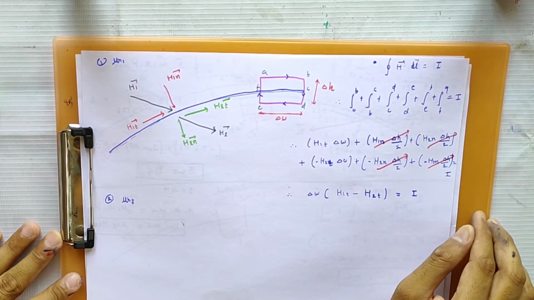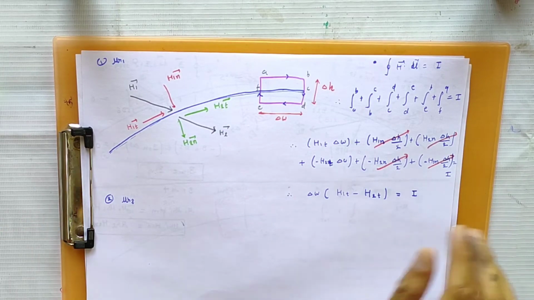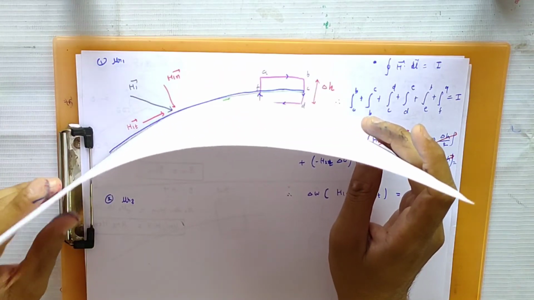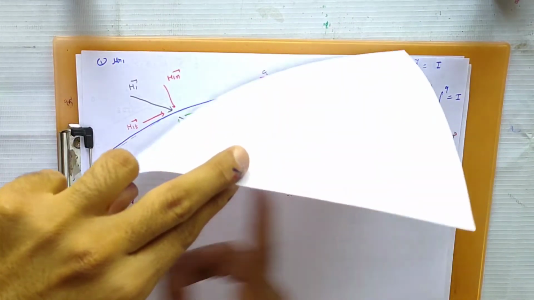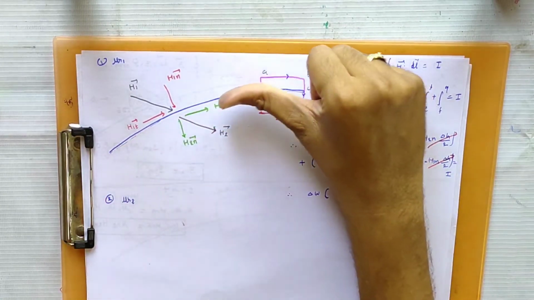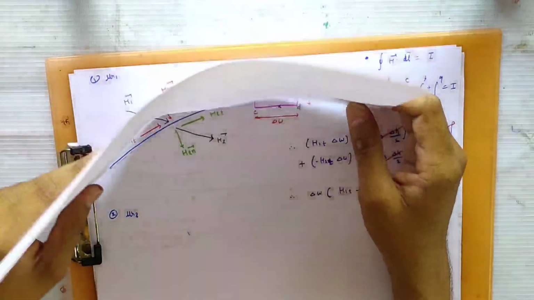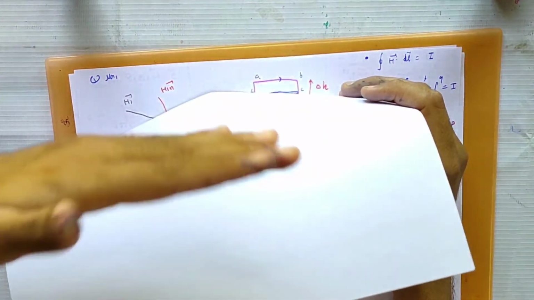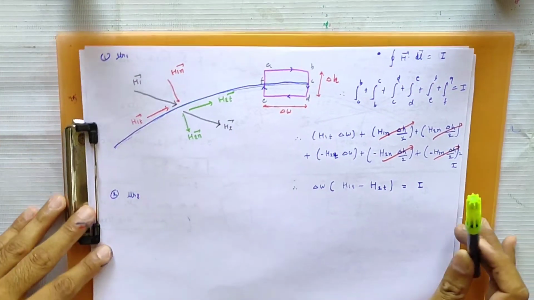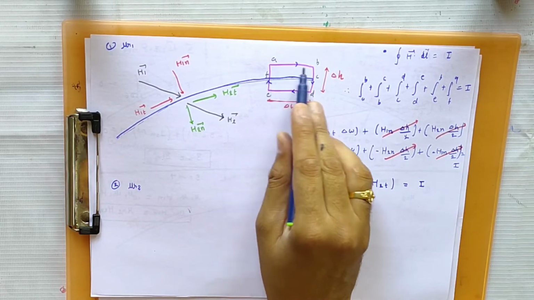Now the main thing is, what is the direction of the current that flows through the surface? Suppose this is my surface, so the current flows in any direction. It may flow in this direction, or in this direction, or in the upward direction of the surface or in the downward direction of the surface. So how can we define the direction of the current?